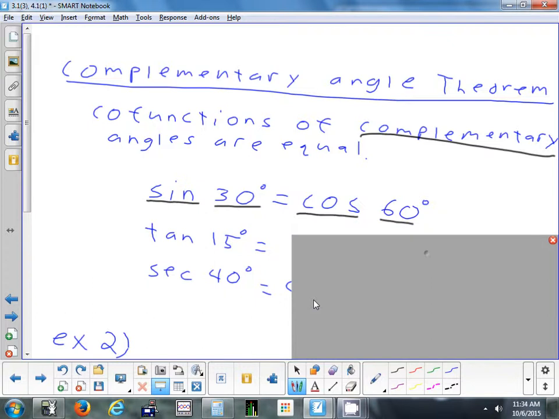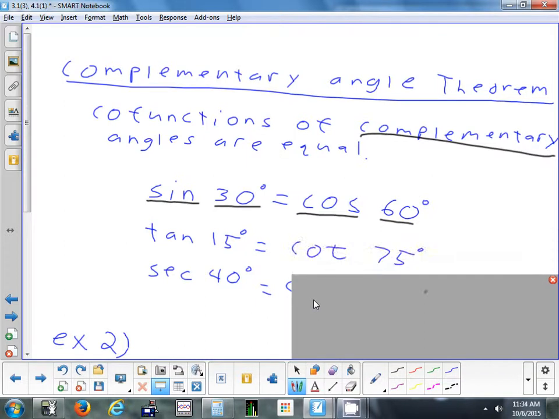Okay, next one. How about for tangent? What's the cofunction for tangent? Yep, cotangent. And what's the complement of 15? 75. So the tangent of 15 and the cotangent of 75 are exactly the same. These are cofunctions. These are complements.